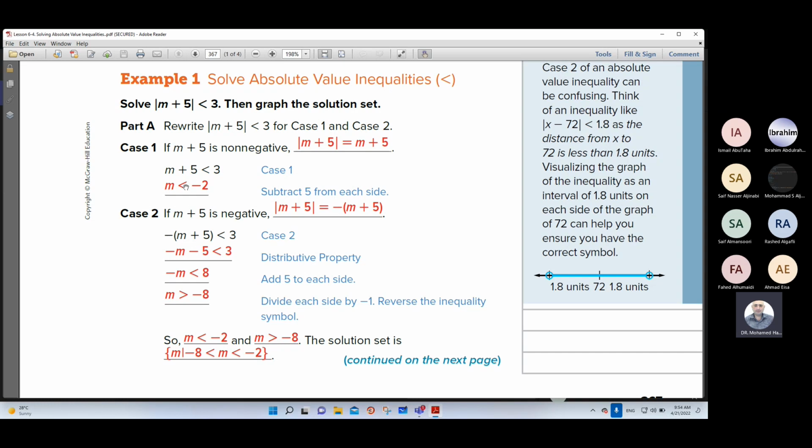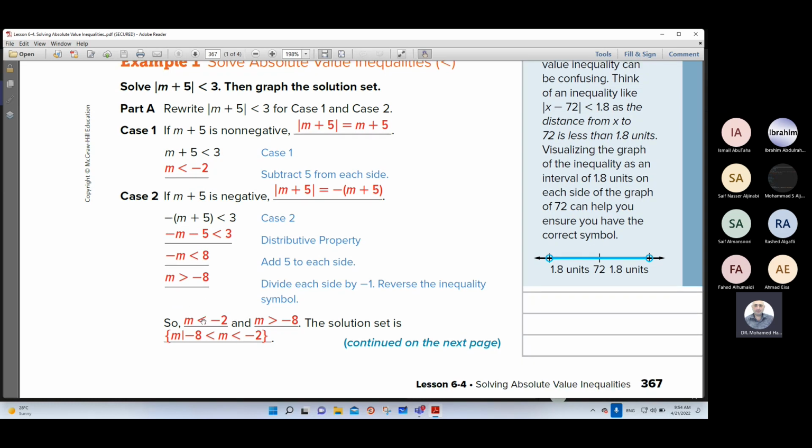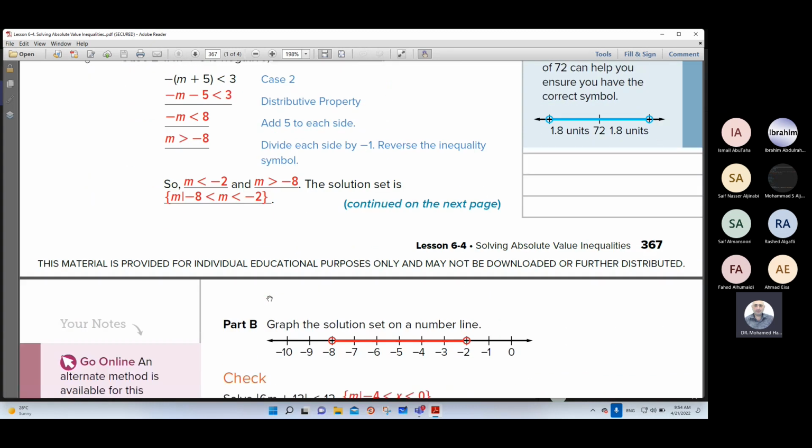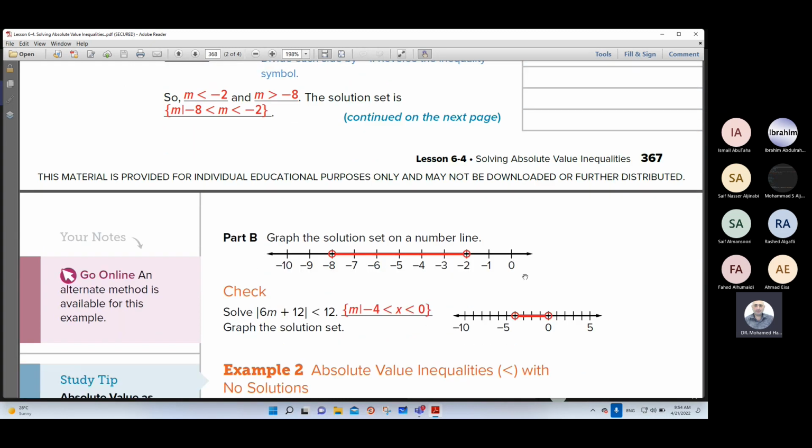So as you see now, we have two solutions, m less than negative 2 and m greater than negative 8. So the solution set is m such that m is between two values, negative 8 and negative 2. Then we can graph. We can represent negative 8 and negative 2 and use open circles because we don't have equals in the sign. And this is the area of solutions. Okay?